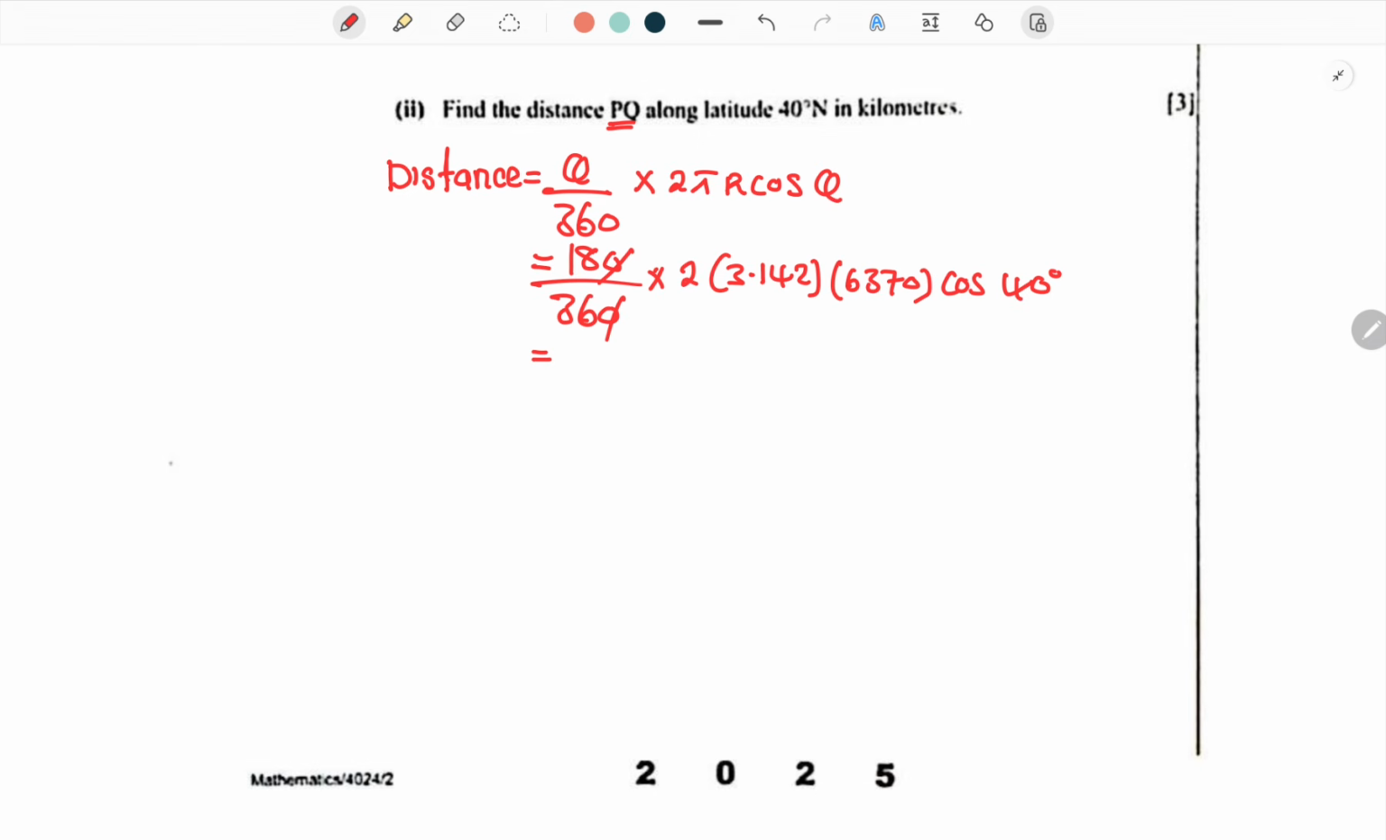So let's try to punch everything at once. So it's going to be 180, then 2, open bracket, 3.142, 6370, cosine 40. Whatever you're going to get, divide by 360. And then you're going to get something like 2.02 kilometers. And then you find your answer.